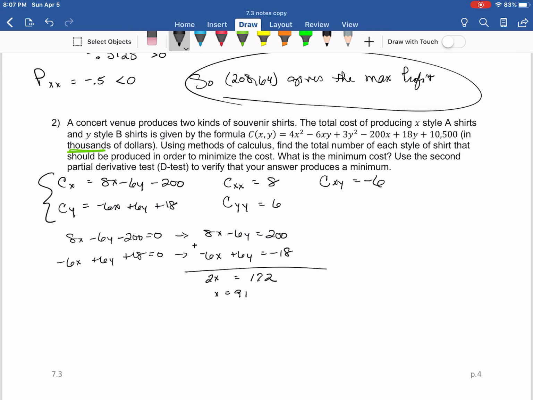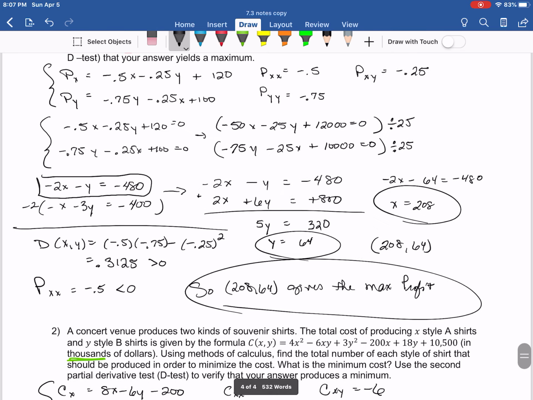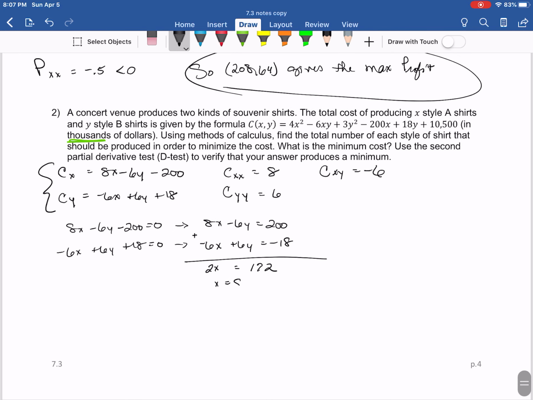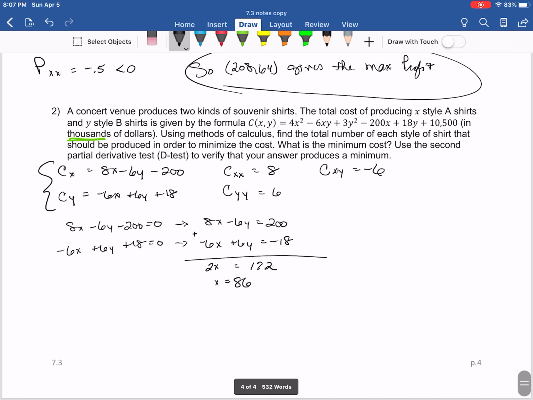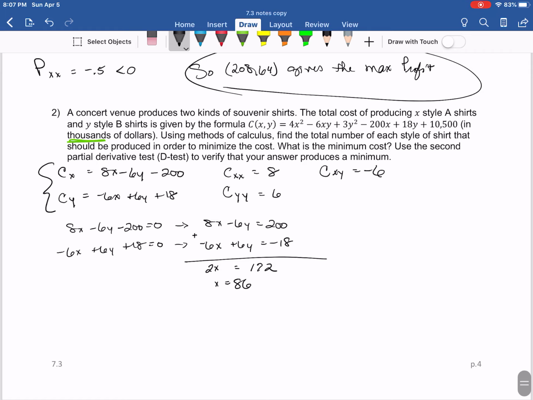I need to verify that. Hold on. 172 divided by 2, 86. Where did I get 91 from? So sorry. Okay, stop doing that. 86. That's not 172, is it? Nope. It should be 182. 182. All right, let's fix this answer. So 91. Finally got there.